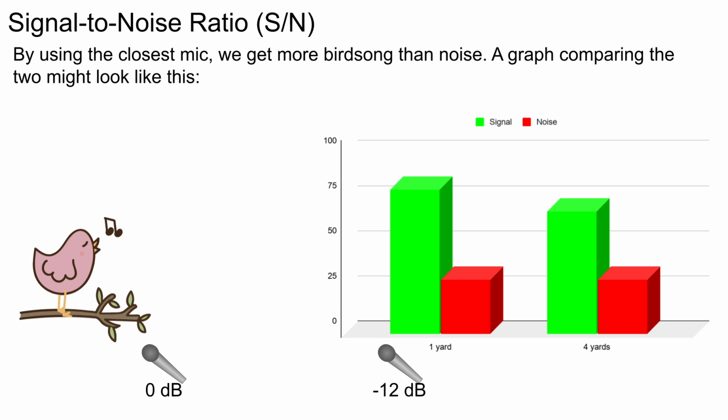If you look at that same graph, by the time I have moved my microphone back to a distance of 4 yards, I've lost 12 decibels. So that makes it 68 decibels of bird song, but I've still got that same 30 decibels of noise. My signal is now only twice as loud as my noise. Before it was closer to 3 times as loud. We can fix the volume, right? I can take that recording from the second microphone and I can make it louder in my editing software. But when I make it louder, I'm also going to make the noise louder.